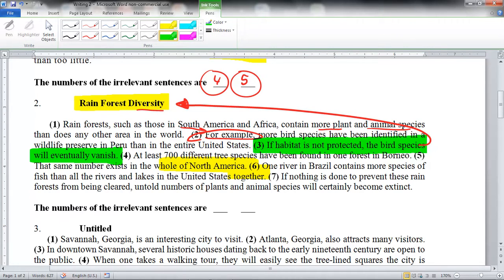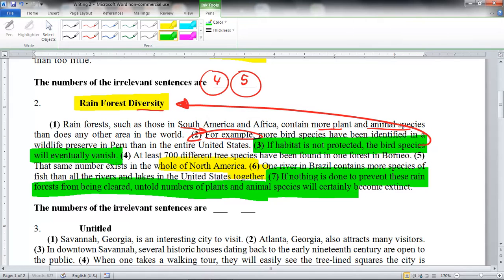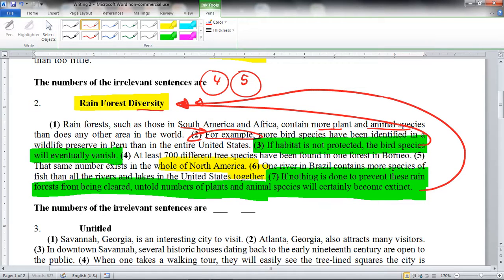If nothing is done to prevent these rainforests from becoming cleared, untold number of plants and animal species will certainly become extinct. Again, there we go with the environmental bit again, which is wonderful. I love these animals and trees just as much as anybody else, and I'm an environmentalist in nature, but that's not relevant in this particular essay. In fact, if anything, that's going to irritate the reader, and they're not going to want to be an environmentalist. So you have to be careful.